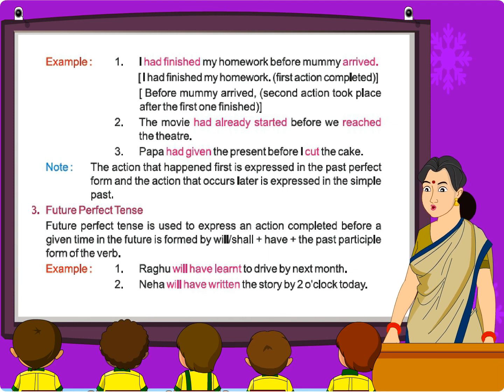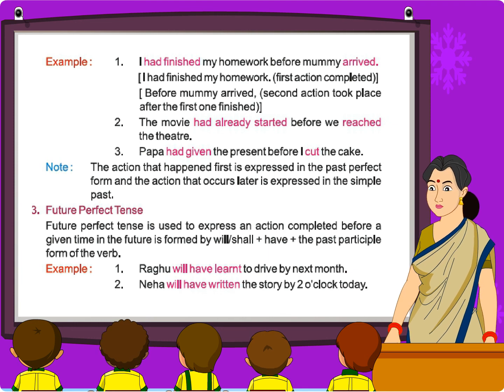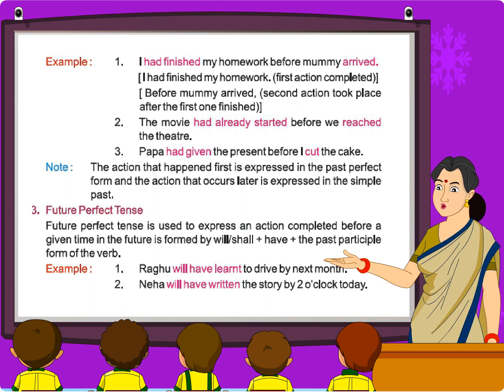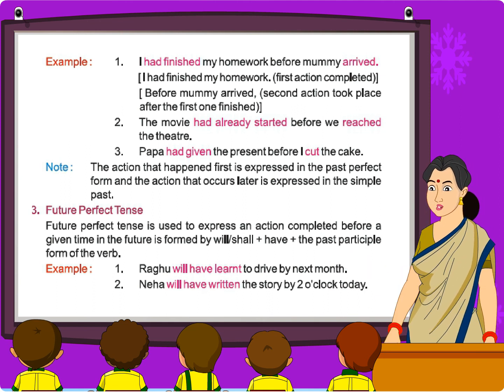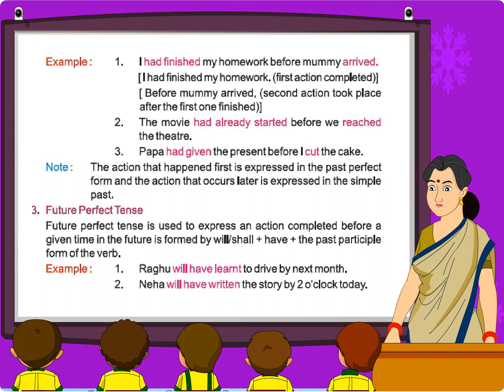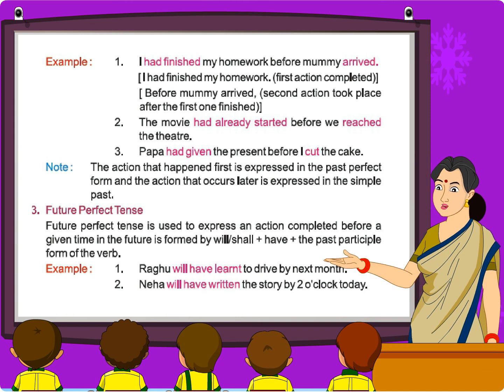Future perfect tense. Future perfect tense is used to express an action completed before a given time in the future. It is formed by will, shall plus have plus the past participle form of the verb. Example, Raghu will have learnt to drive by next month. Neha will have written the story by 2 o'clock.